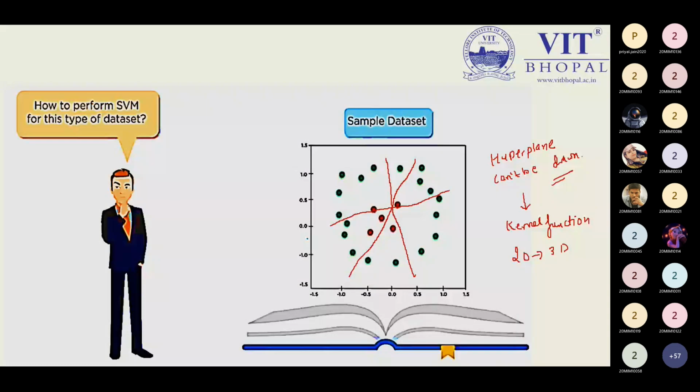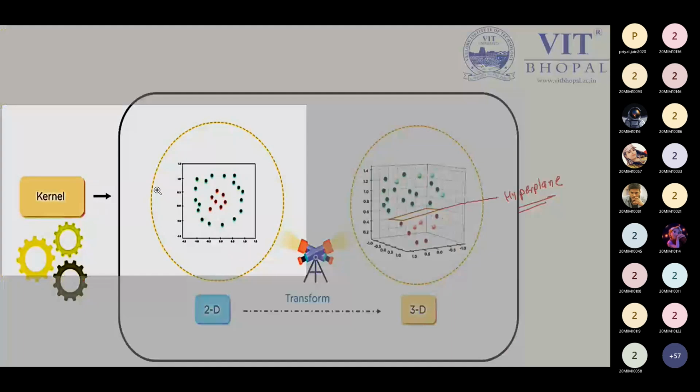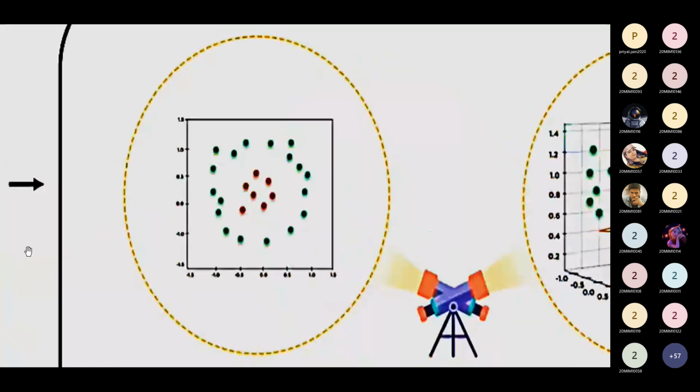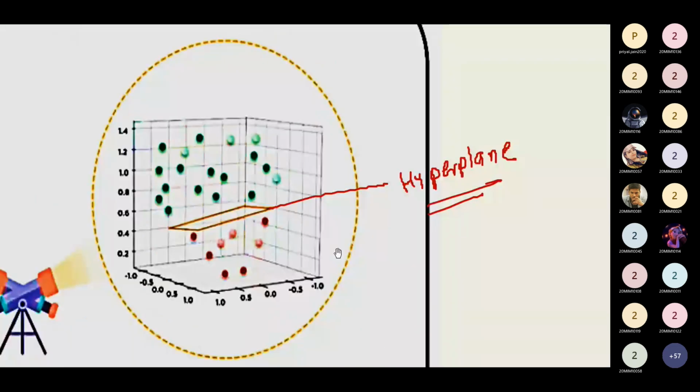Again, I have to apply the kernel function. What it will do is transform my 2-dimension data set into a 3-dimension data set. Now let me show the proof. This is our example. Now you can see the screen. This was our 2-dimension data set, and I have transformed it into the 3-dimension data set. Now I have plotted the hyperplane. After inserting the hyperplane, I can easily distinguish my data set into 2 different classes.